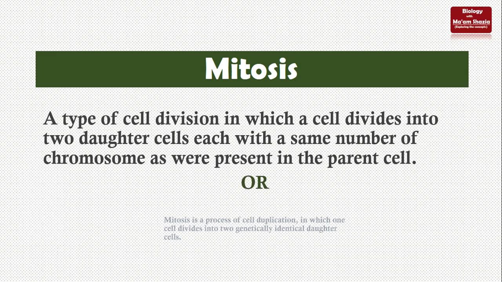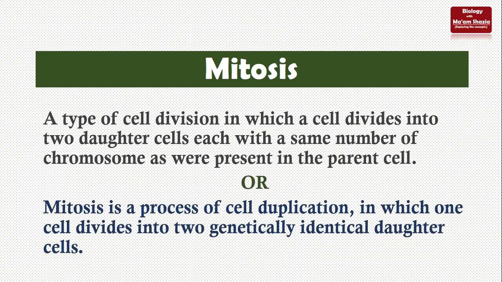We have another way to say the same thing. Mitosis is a process of cell duplication in which one cell divides into two genetically identical daughter cells. So this is what mitosis is. It's a type of cell division, but the daughter cells and the parent cell are genetically identical. They have the same number of chromosomes, the same type of genes. Every piece of information is similar between the daughter and the parent cell. This is called mitosis.